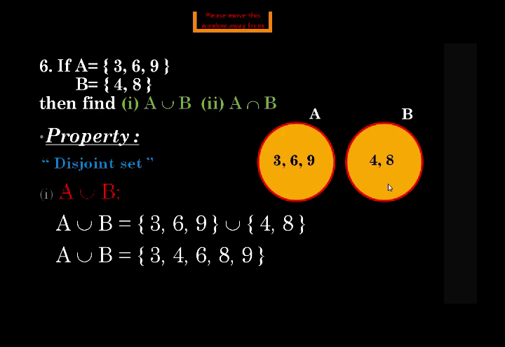Now the key of disjoint set is A union B equals a small rectangle box, and we have to shade the part of this rectangle box. So this is our question number 6.